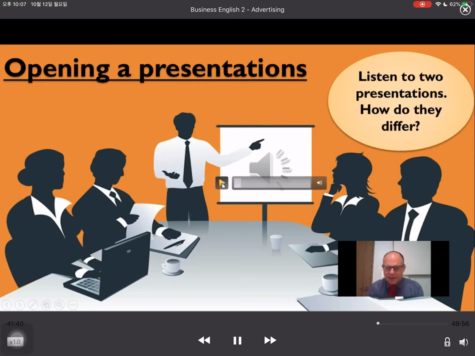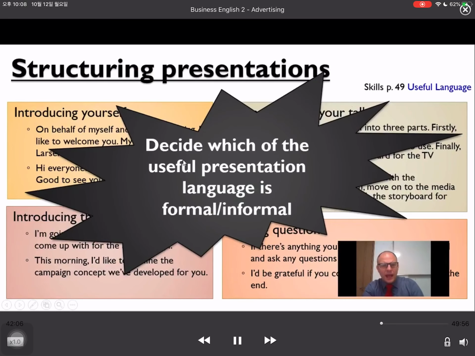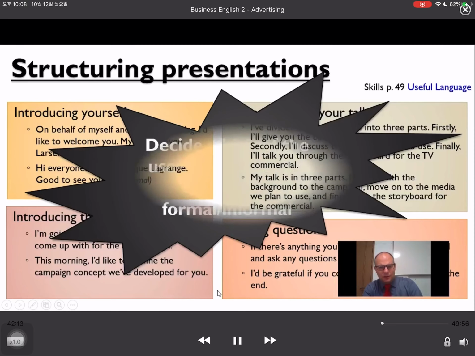So there you go. You've got one example followed by another example. And the question is, how do they differ? So listen carefully to them and why are they different? See what ideas you can come up with, and can you give examples of how they're different? And again, jot them down. Once you're happy with that, move on. And it says decide which of the useful presentation language is formal or informal.